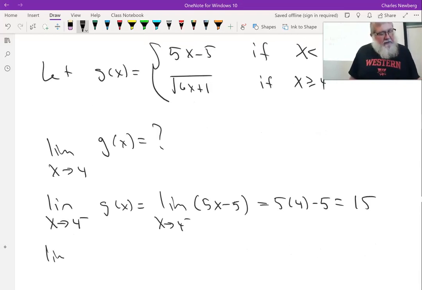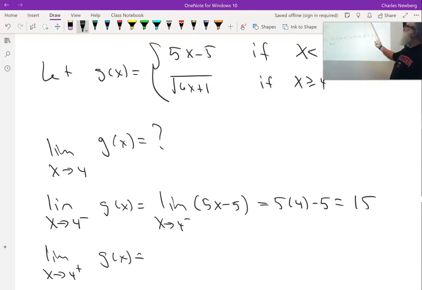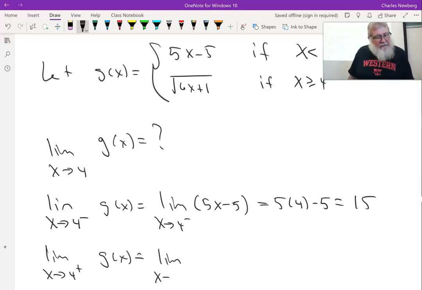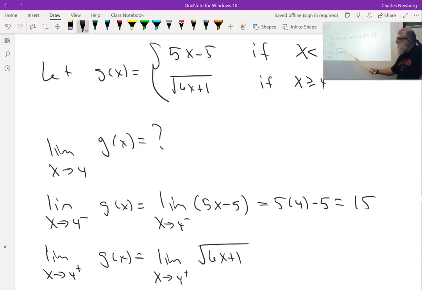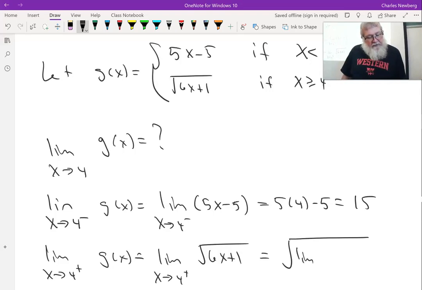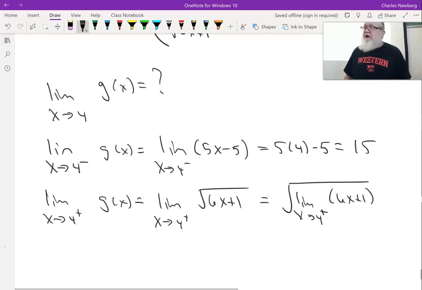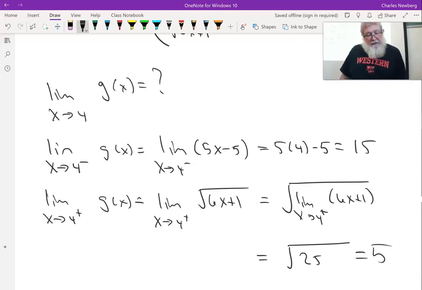Now let's look at the limit as x approaches 4 from the positive side of g of x. Well, what's there? I'm bigger than 4, so I'm going in on this rule. What do we have going on there? We have a radical, right? A square root. So what do we need to know? We need to make sure that what's underneath here is not going negative. If you put in 4, is that going to be positive? Clearly. We don't even need to crank it out. So this really becomes the square root of the limit as x approaches 4 from the positive side of this. Putting in 4, 6 times 4 is 24, plus 1 is 25, so that becomes the square root of 25, which is 5.